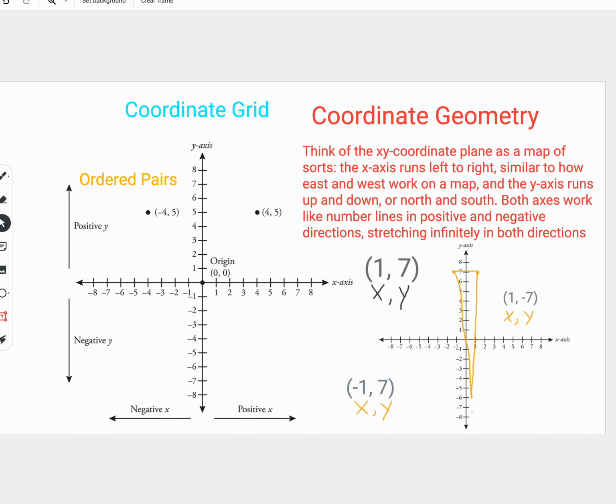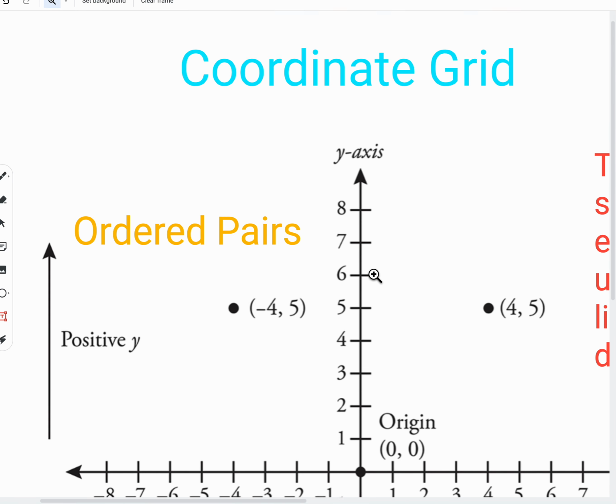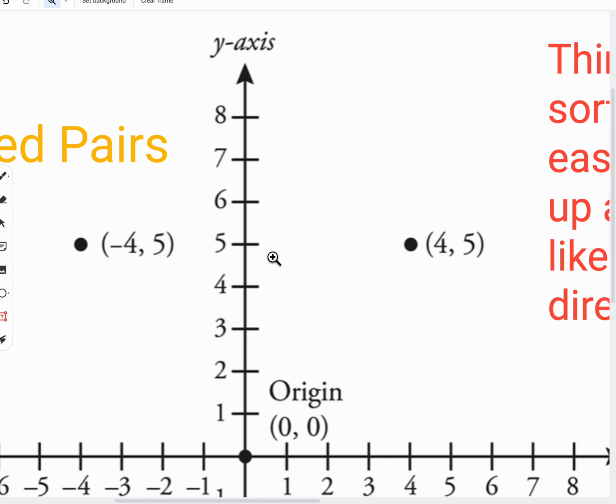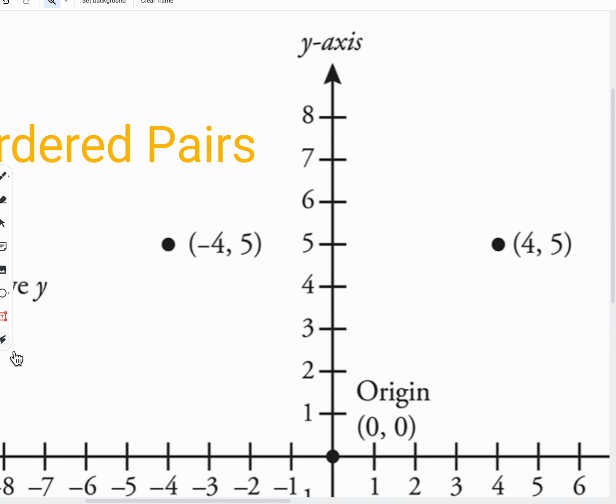Let's go back to our coordinate grid. For example, if we are comparing these 2 points, these two ordered pairs, which will form a line straight across. Notice this will have 0 slope. It does not go up or down.